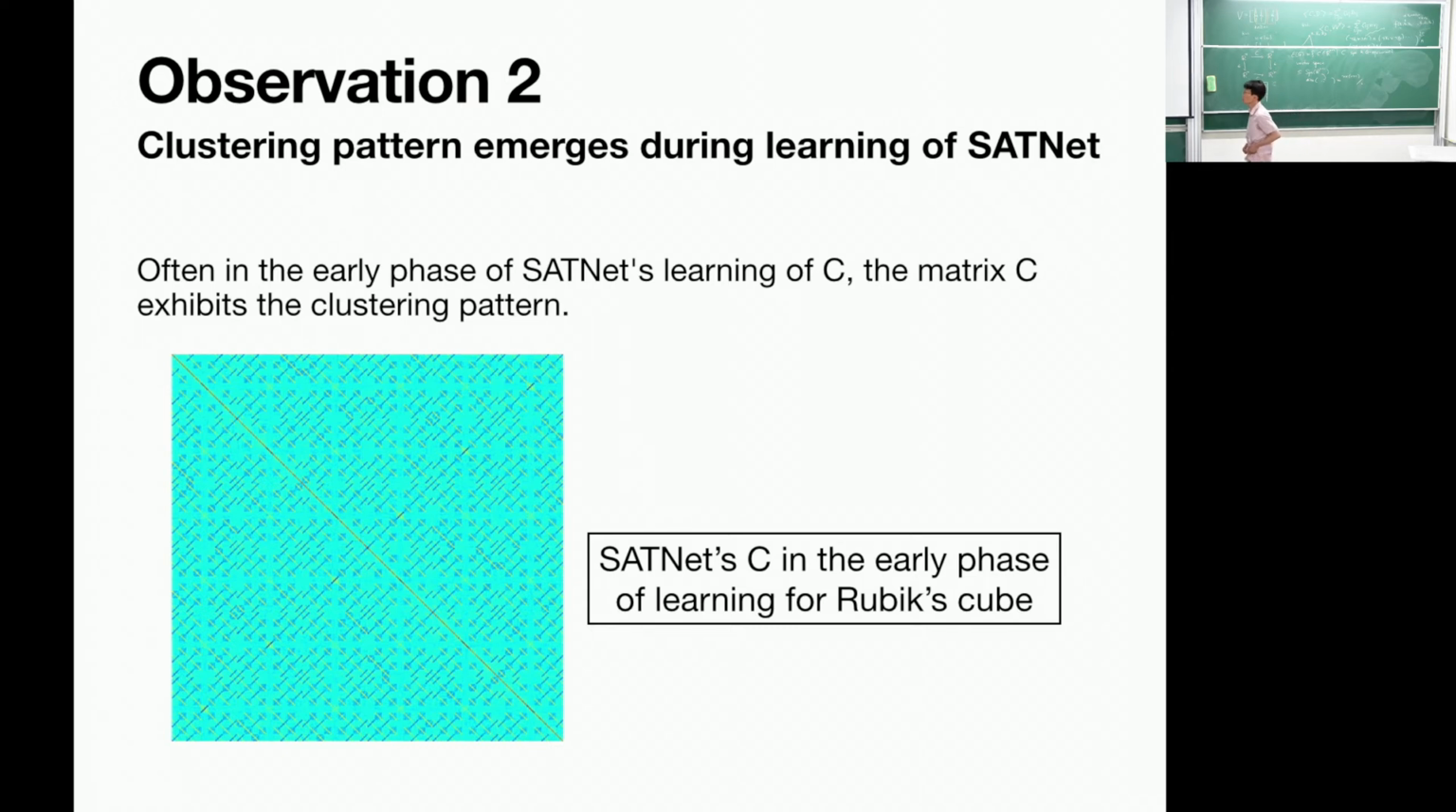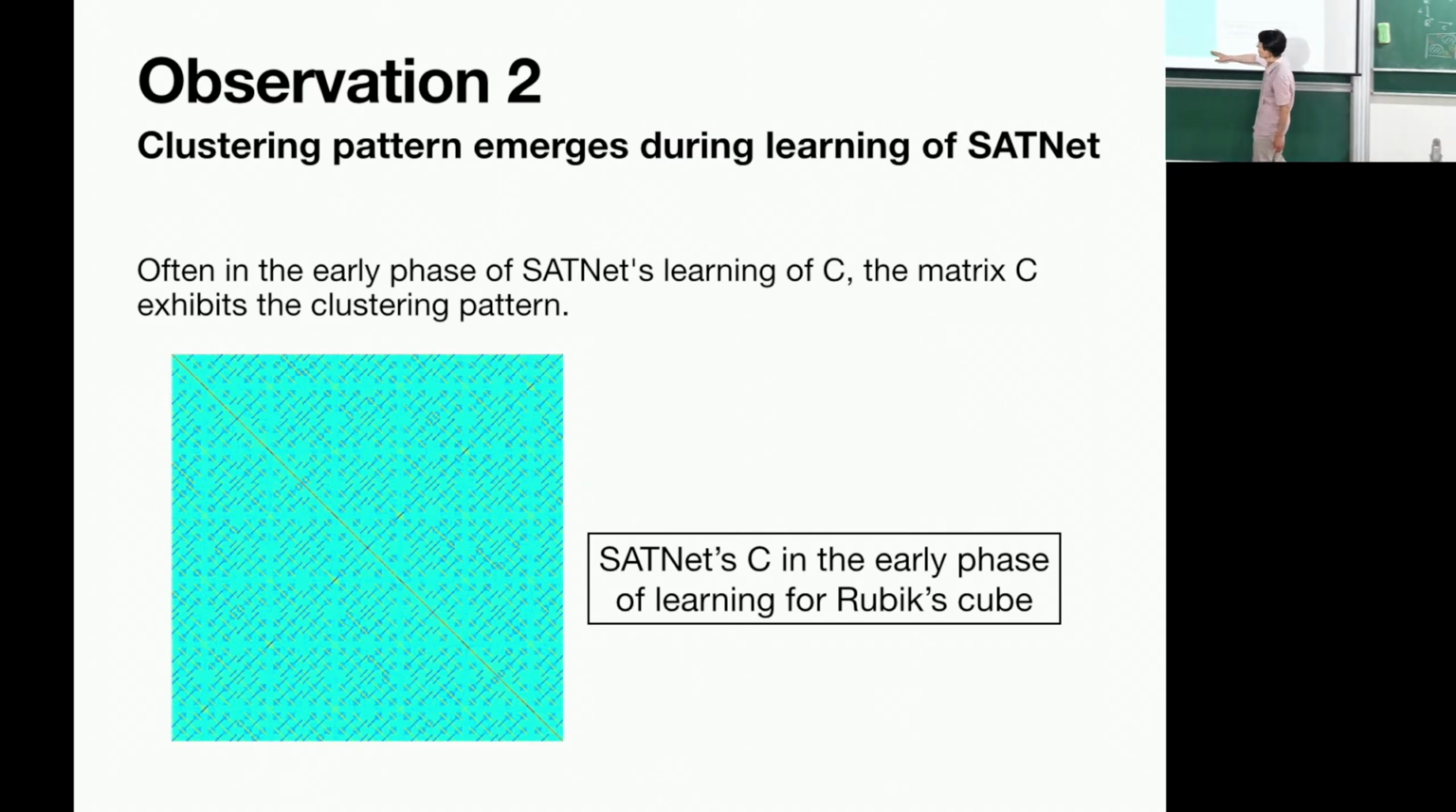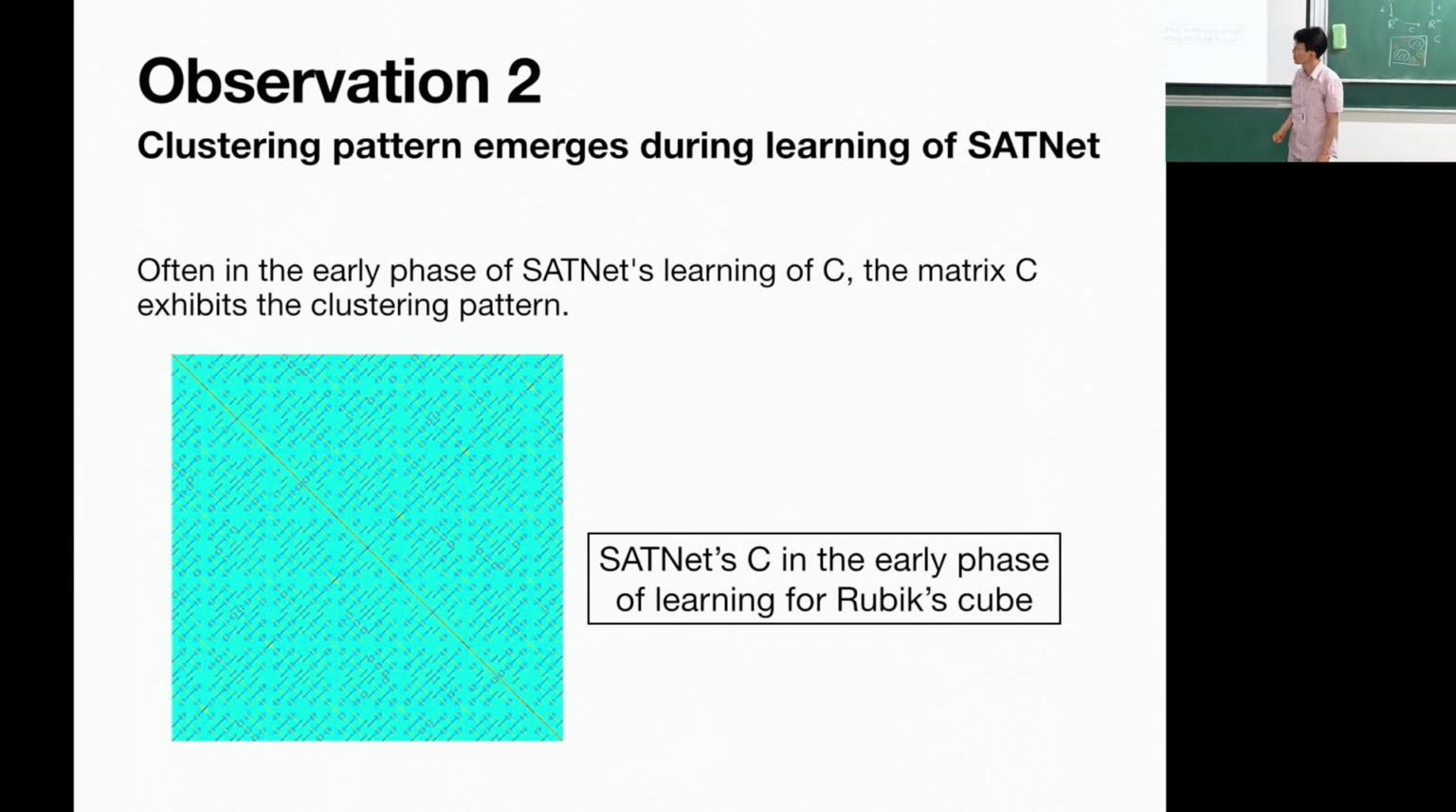And then here's a second point, where we don't know this equivariance. What happened is that during the early phase of the training with SATNet, so SATNet is learning this matrix C from examples, when it learned C in the early phase, this type of symmetry, this grouping or clustering pattern, actually emerged during the training. This is the example we took when we applied SATNet to the Rubik's Cube problem, maybe at the so-called 20th epoch of learning this parameter C. So it's not completed learning. It's a reasonably early phase of the learning.